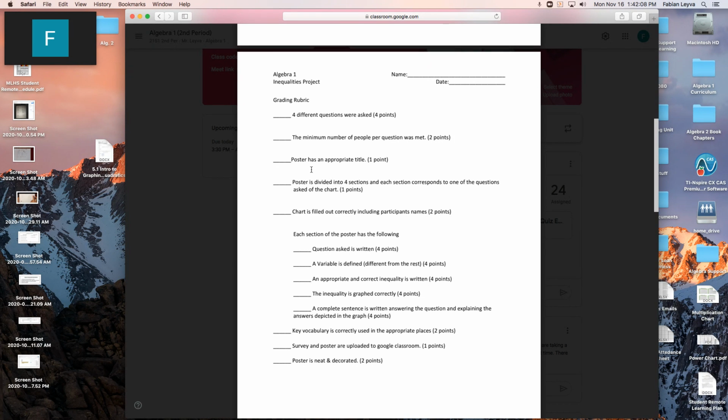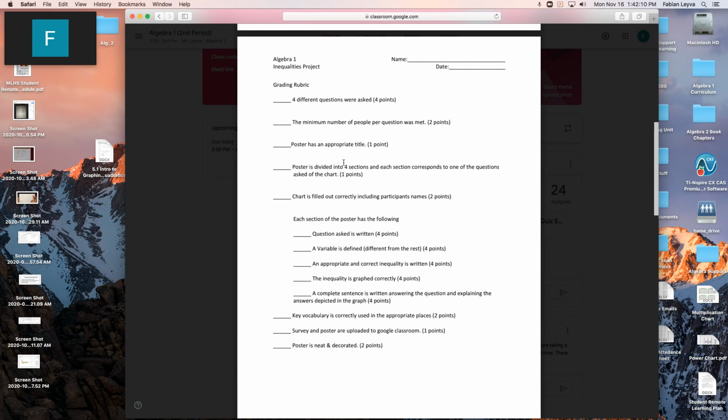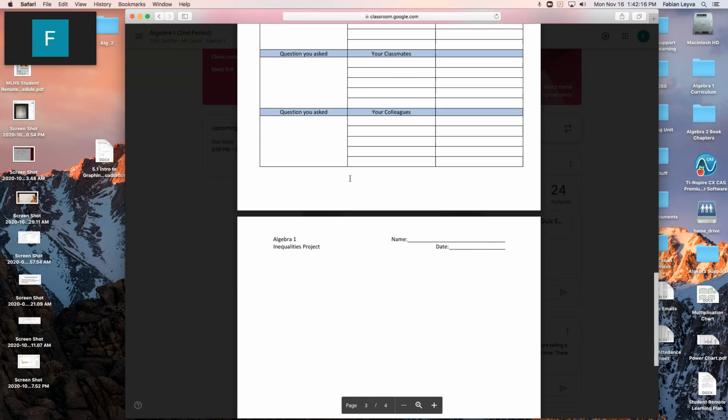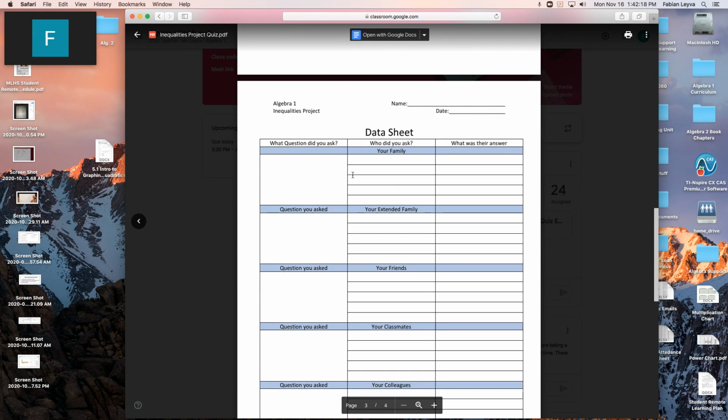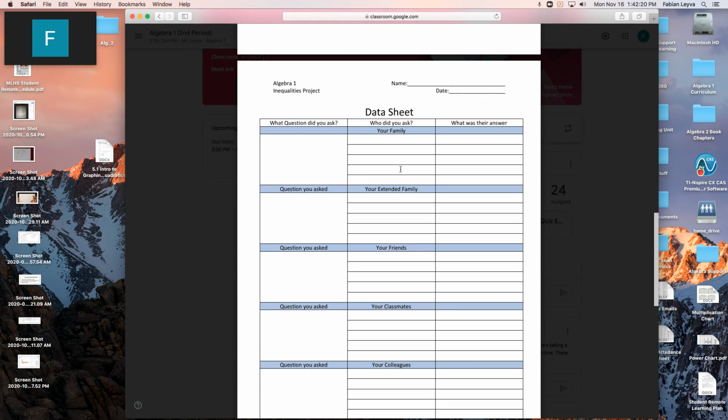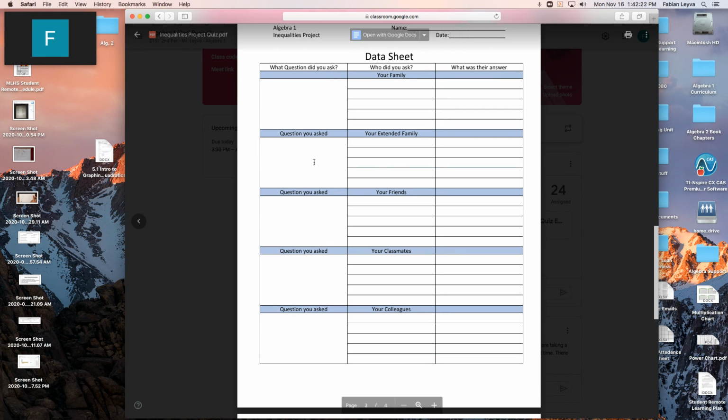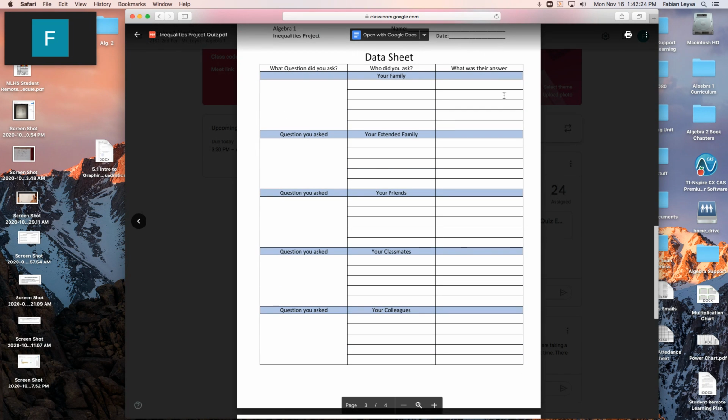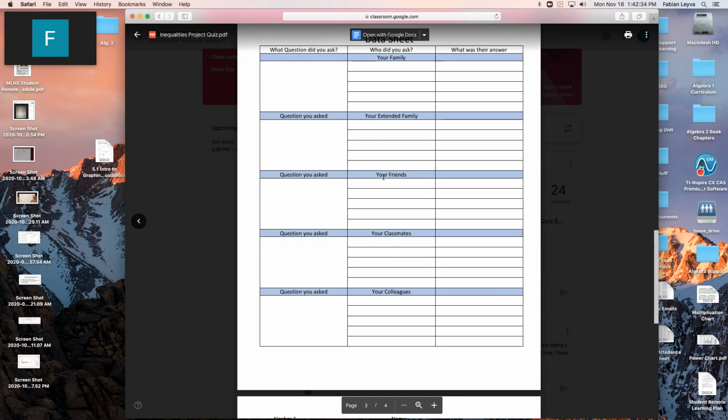Notice that when you turn this in, you're going to know what your grade is, so everyone should be getting really good grades. This project is going to go in the test category. These last 2 pages are pretty much templates if you want to use them. If you don't want to use your separate piece of paper, just print this out. You can ask your question and fill out your response. I know it says your family, your extended family, but they don't have to be family. They can be friends, classmates, etc. As long as there are 4 different groups of people, I'm okay with that.